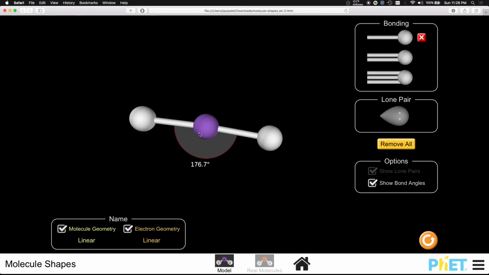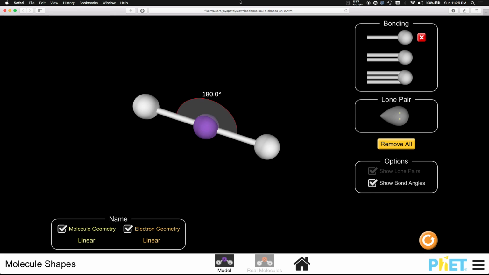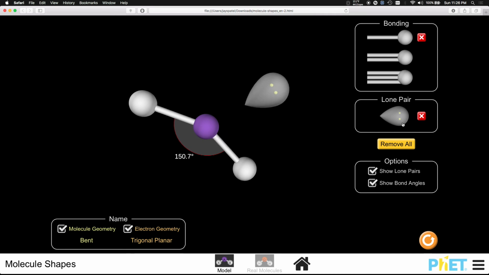I'm going to add another bond. And actually you can see the angle now. The angle of this central atom is 180. We're still linear. This proves that what we're talking about in class is actually real. There are no lone pairs here, so there's no need for anything to bend, but let's go ahead and change that. Let me add a lone pair.